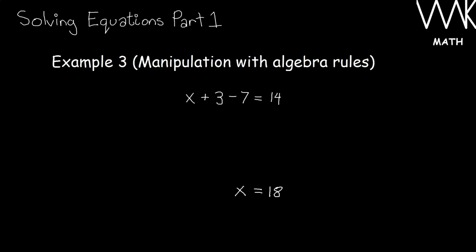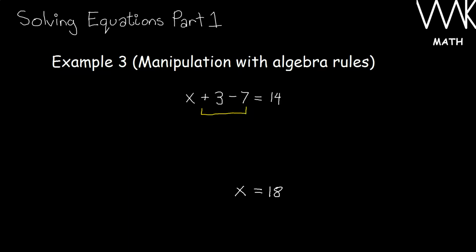Is there another way of solving this equation? Indeed, there is another method, and this time using some algebra rules. Let's start from the beginning again with our equation x plus 3 minus 7 equals 14. We also know that the answer is x equals 18, so I'm showing this anyway. So what are the options that we can do here? Let's take a look at that plus 3 and minus 7 on the left side of the equation.